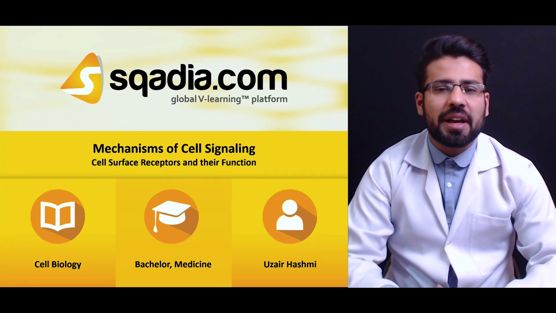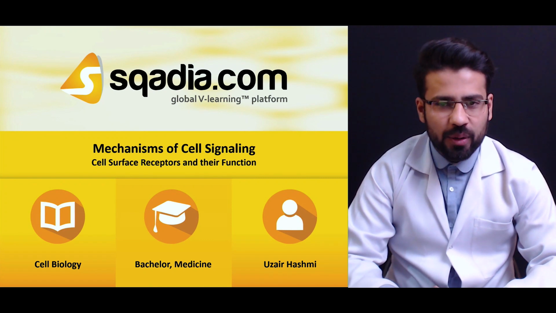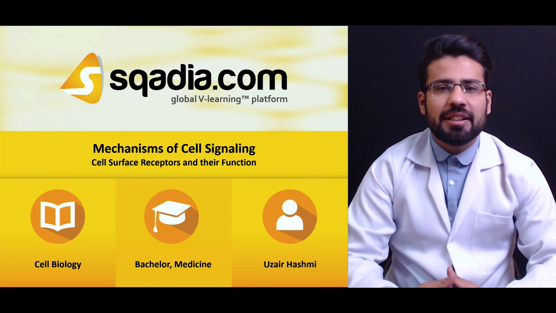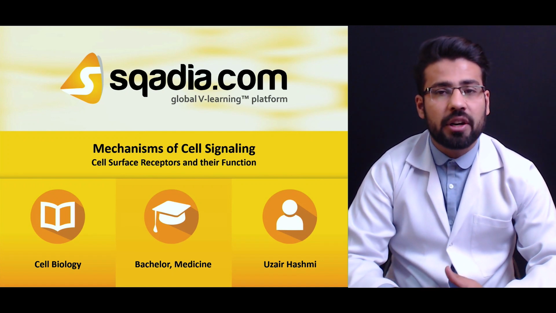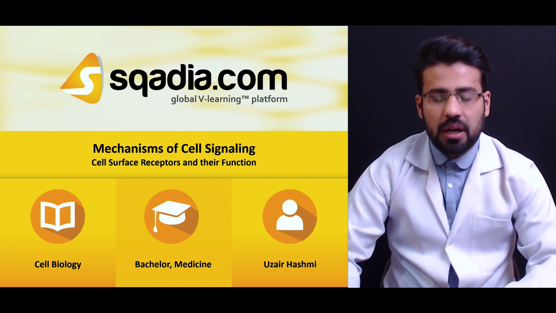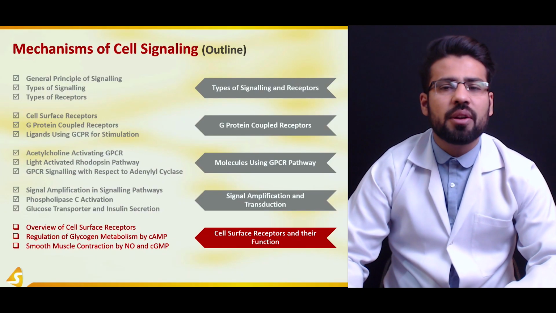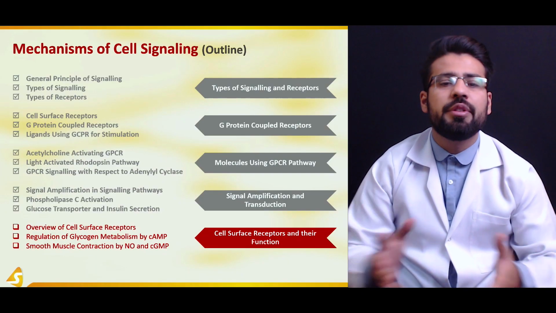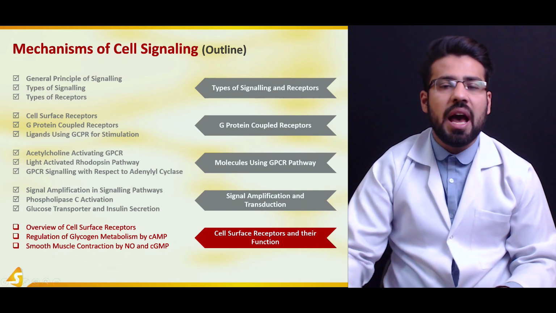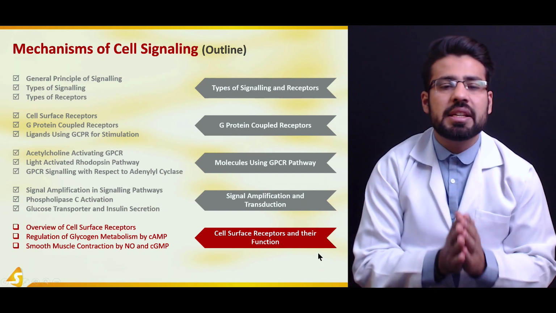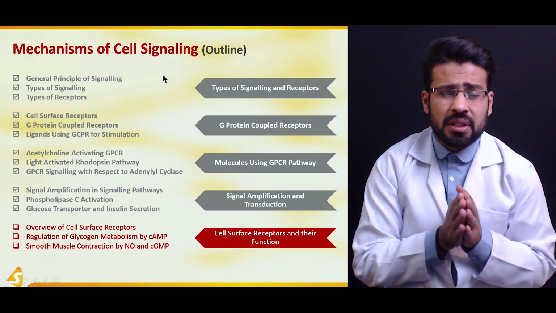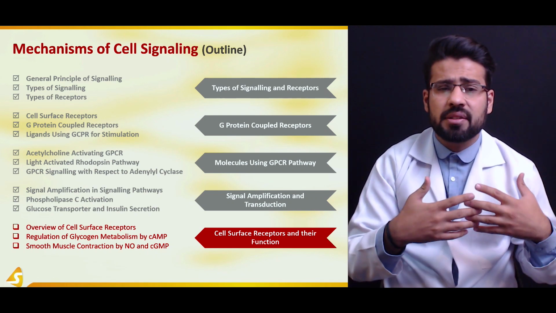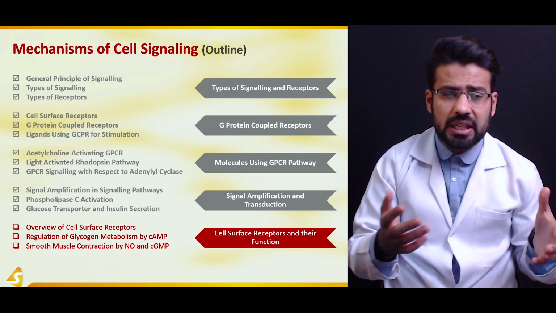Today we are discussing mechanisms of cell signaling and we are at the last section. This particular section discusses the cell surface receptors and their function, of course. So we are going to start off with an overview of the cell surface receptors. We have already discussed its types and the types of signaling.